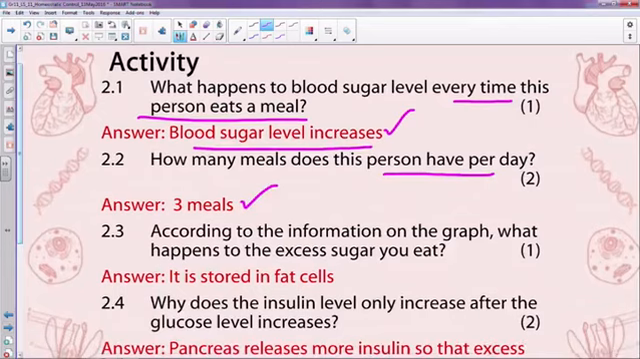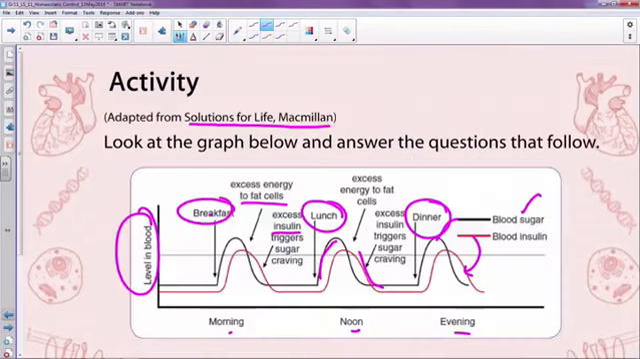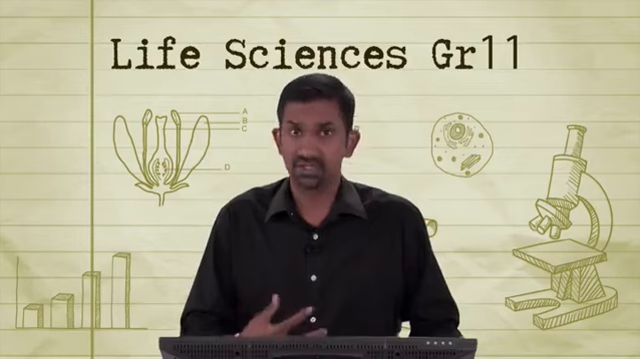According to the information in the graph, what happens to the excess sugar you eat? Going back to the graph, it is stored in the body in the fat cells. The graph clearly shows you that excess energy is stored in the fat cells. And essentially, that's how the body tends to store energy. It stores it in the fat cells, and that energy is converted into fat, and it's kept either for insulation or as reserve energy. And that is done in all organisms that tend to become inactive in conditions when it's unfavorable.